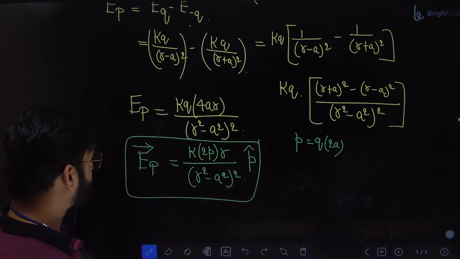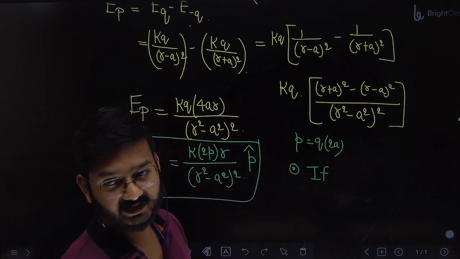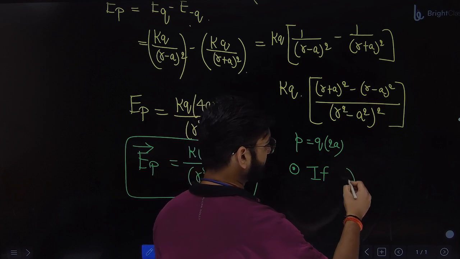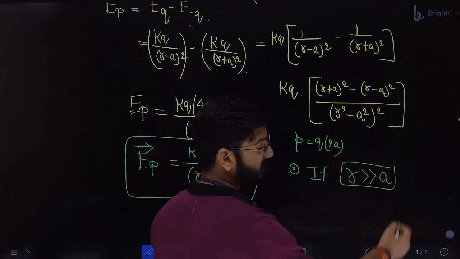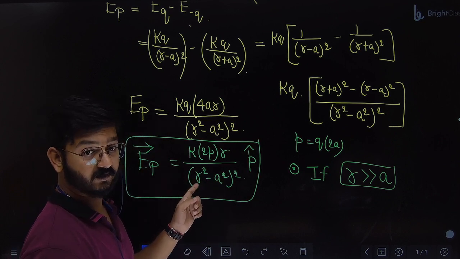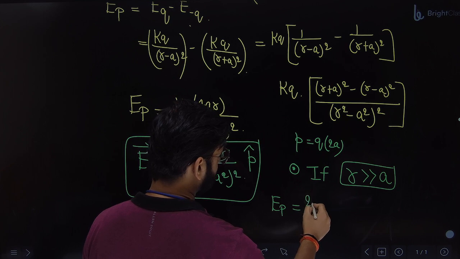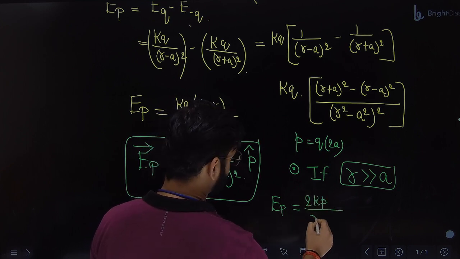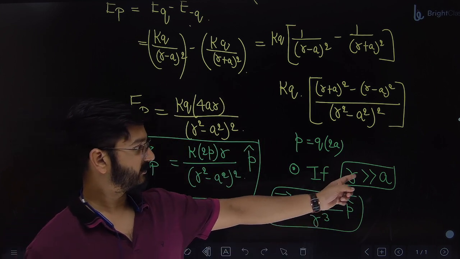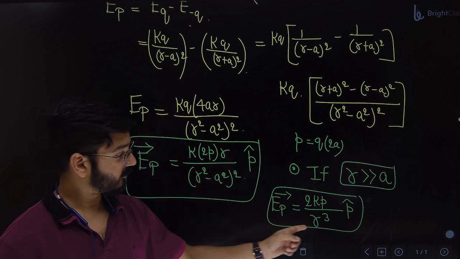One last thing. If all of you see on the board, if the point at which you are finding the electric field is very far, it means if R is very much greater than A, can we ignore this A square? So this will become R to the power 4, which will get cancelled. So this will be 2kP by R cube. If R is very much greater than A, we can ignore A square. This becomes R to the power 4. R by R to the power 4 will be R cube.